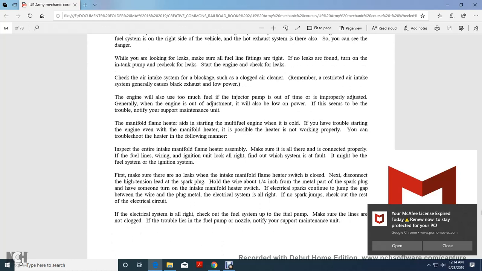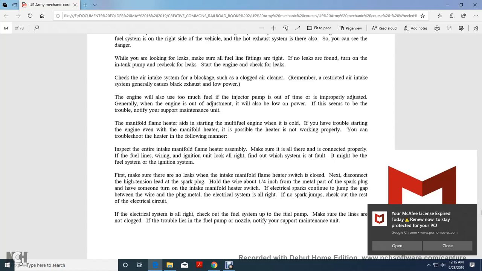The engine will also use too much fuel if the injector pump is out of adjustment. An engine out of adjustment may also be low on power. If there seems to be trouble, notify your support maintenance unit. The manifold flame heater aids starting the multi-fuel engine when it's cold.